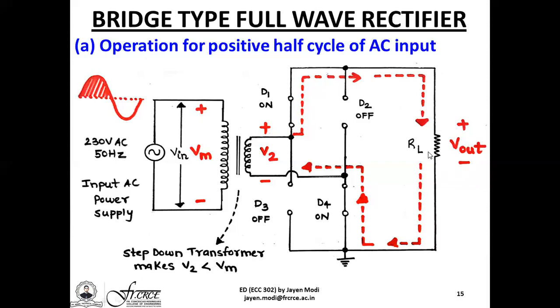So this current causes the voltage drop V out across the load. As the current goes back, it flows through diode D4, and finally it terminates towards the negative half or the negative potential of the transformer secondary winding as shown. So this entire loop is completed. That is the operation for the positive half cycle of the AC input signal.